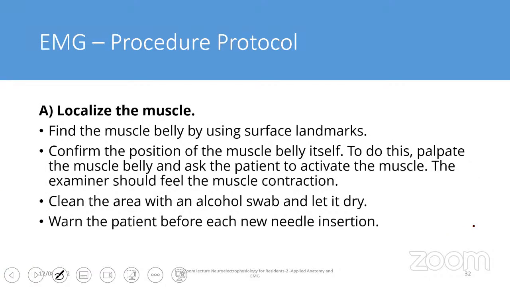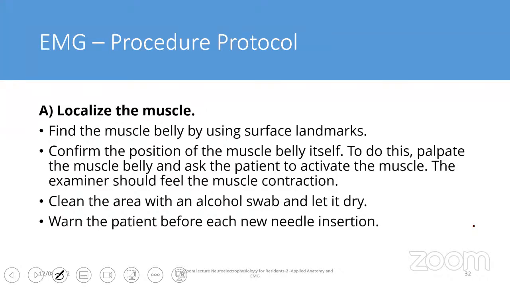What is the protocol of the EMG procedure? First, localize the muscle. Find the muscle belly by using surface landmarks. So this anatomy identification of muscles is very important, where your flexor carpi radialis is there, where the first dorsal interosseous is there, where abductor pollicis brevis is there in the upper limb, where biceps, triceps, where you're going to do deltoid, where you're going to do. These things should be very clear in your mind.